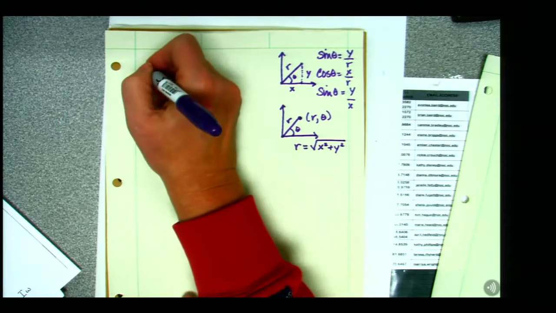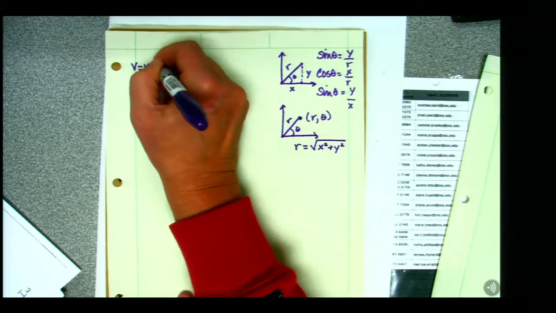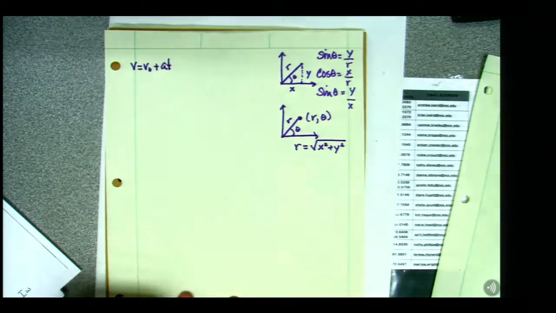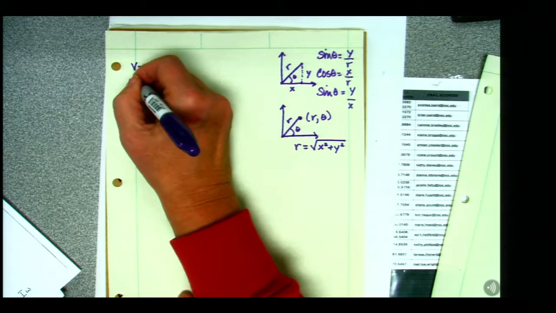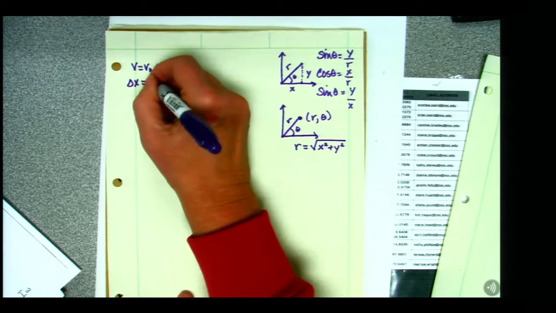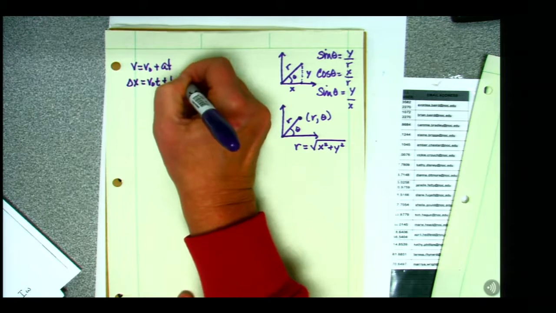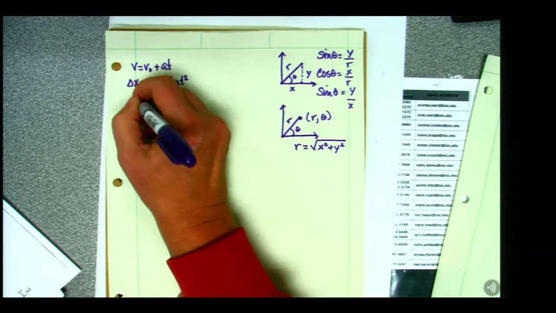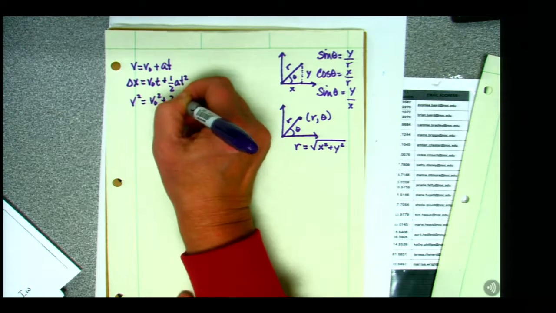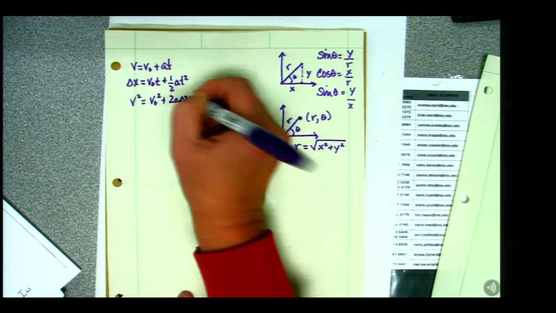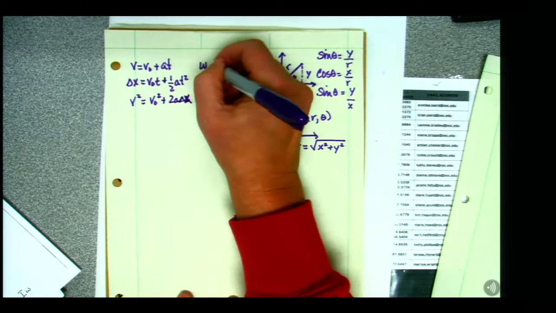We've done kinematics, where velocity is equal to the initial velocity plus the acceleration times time, as long as I have a constant acceleration. We've done the change in position is equal to the initial velocity times time plus 1/2 a t squared. And we've done v squared is equal to v naught squared plus 2a times my change in position, in x. I can do the same thing for rotation.